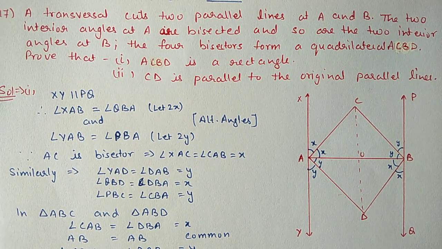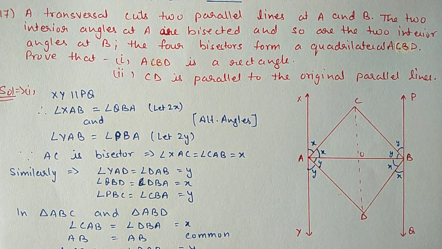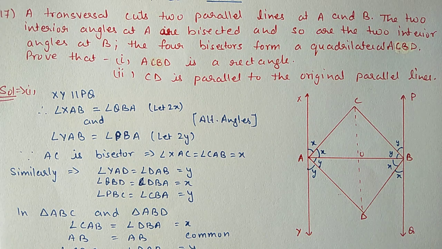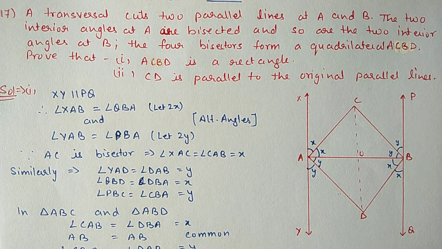Next question, number 17. A transversal cuts two parallel lines A and B. The two interior angles at A are bisected, and so are the interior angles at B. The four bisectors form a quadrilateral ACBD. Prove that ACBD is a rectangle and CD is parallel to the original parallel lines.